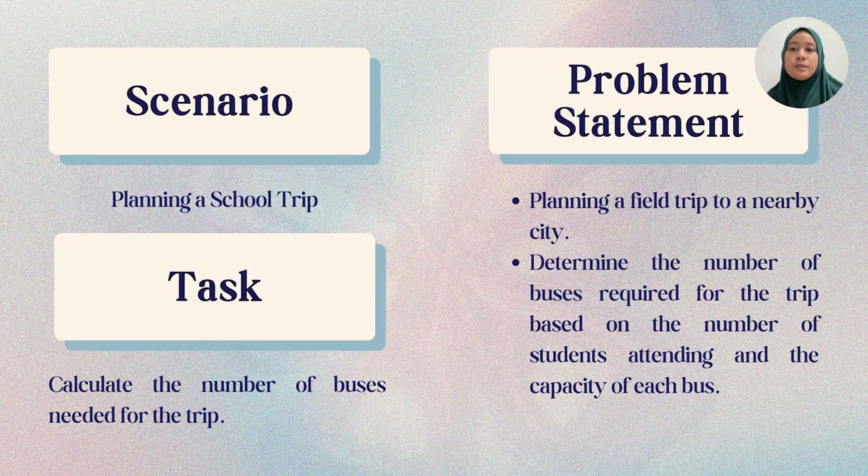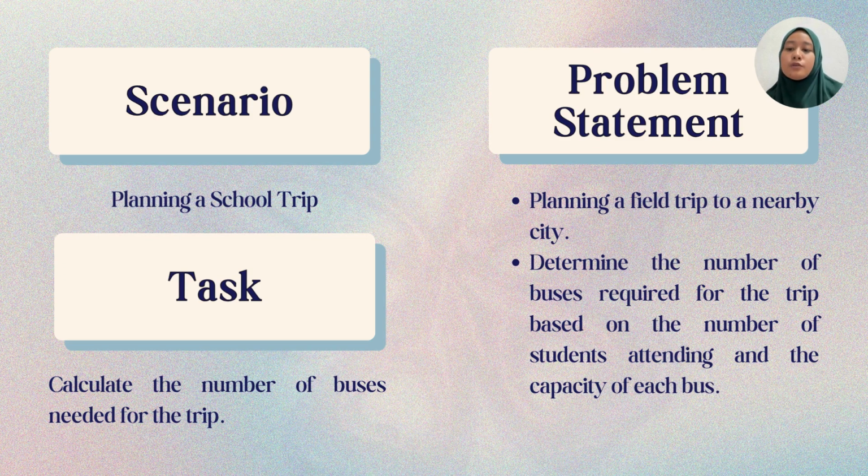First part, we start with the scenario. The scenario is planning a school trip. Next, the problem statement. The problem statement is based on the scenario. We can say that we are planning a field trip to a nearby city. We must determine the number of buses required for the trip based on the number of students attending and the capacity of each bus.